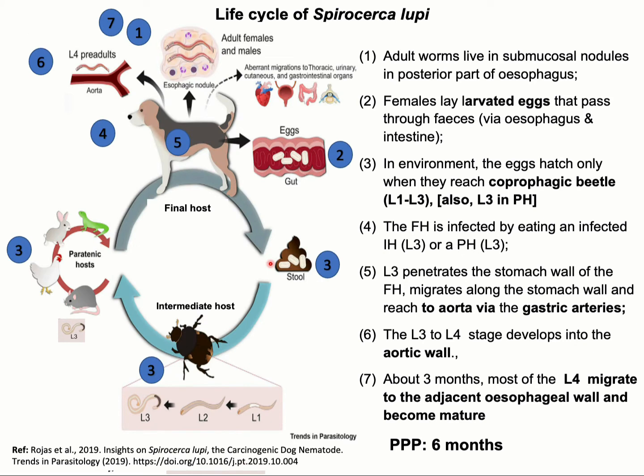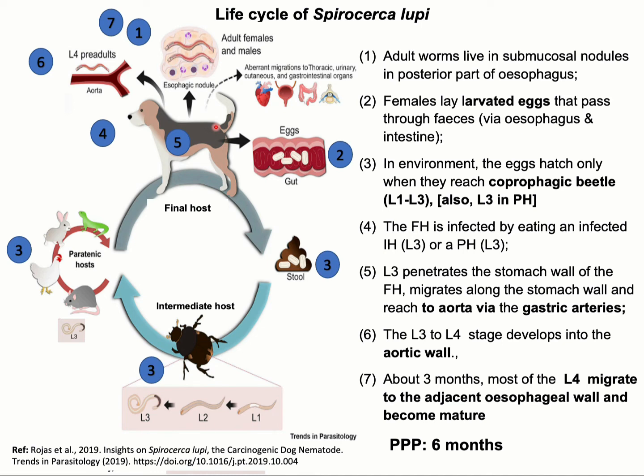So in summary, the adult female parasite will lay larvated eggs, and these eggs will pass through the feces into the environment. And L3 stages will be found in the coprophagous beetle or in different parasitic hosts mentioned here. So upon ingestion of the infective stage, L3, by the final host, L3 stages will penetrate the stomach wall and reach the aorta, where L3 to L4 development will occur.